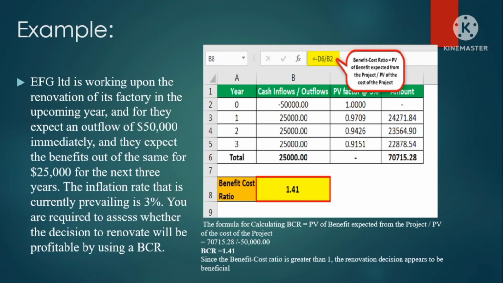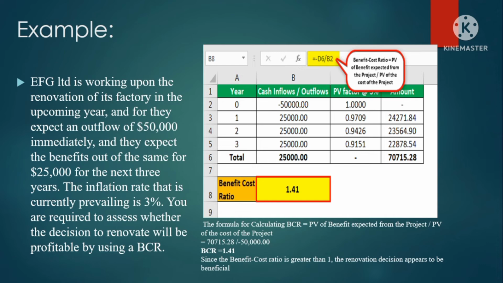So this is an example of benefit cost ratio or BCR. Example number 1: EFG is working on the renovation of its factory in the upcoming year, and they expect an outflow of $50 immediately, and they expect benefits of $25 for the next 3 years. The inflation rate currently prevailing is 3%. You are required to assess whether the decision to renovate will be profitable by using a BCR.